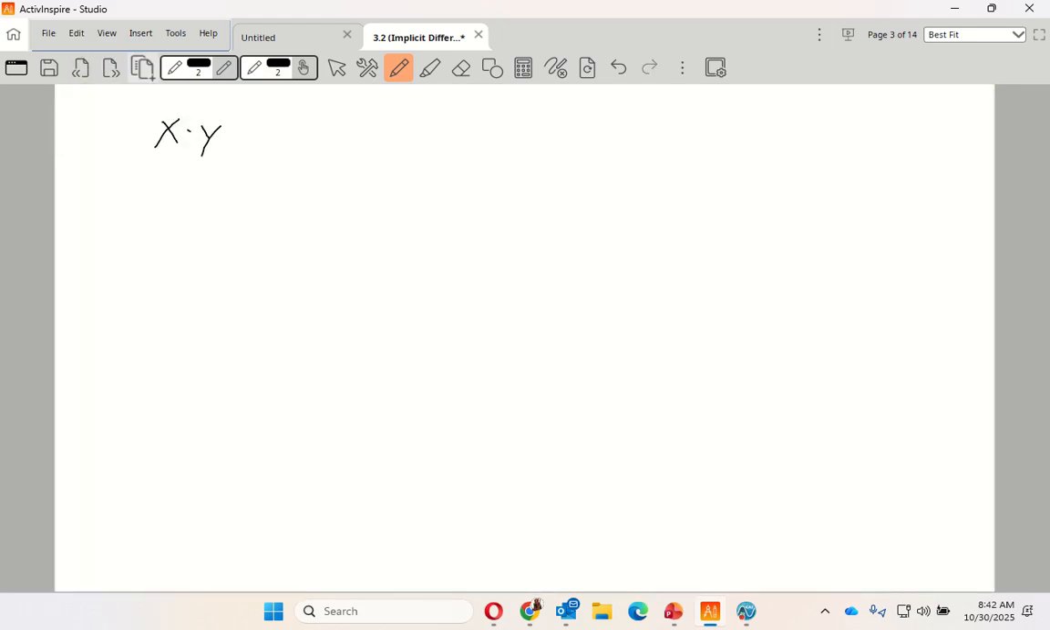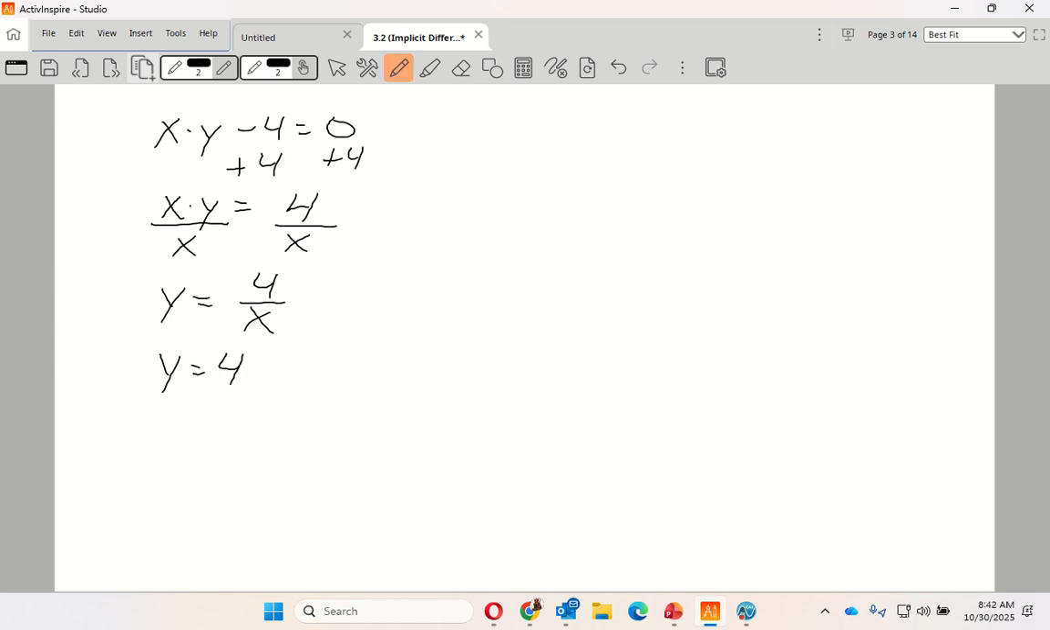x times y minus 4 equals 0. So if I'm going to solve for y, I would start by adding 4 to both sides, right? Okay. So x times y equals 4. And then from right here, divide by x. So I get y equals 4 over x. But before I take my derivative, I'm going to say that y is equal to 4 times x to the negative 1, right?